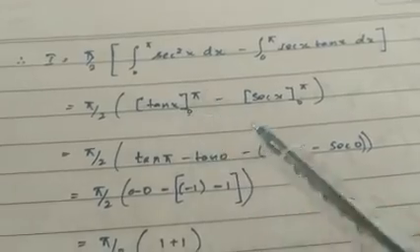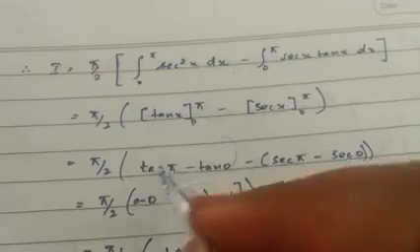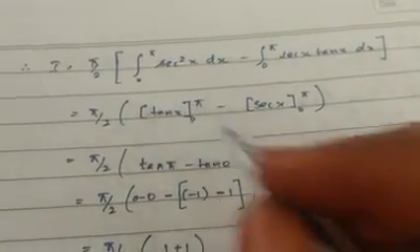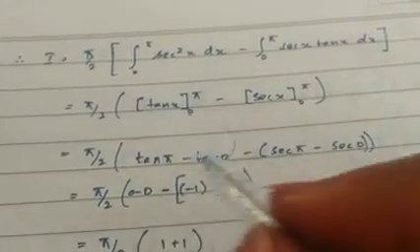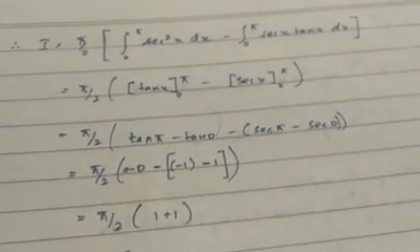After that apply upper limit minus lower limit for this one. Pi by 2 is common, therefore the upper limit is tan pi minus 0, tan pi minus tan 0 minus secant pi minus secant 0. Tan pi or sin pi is nothing but 0, therefore tan pi is nothing but 0.